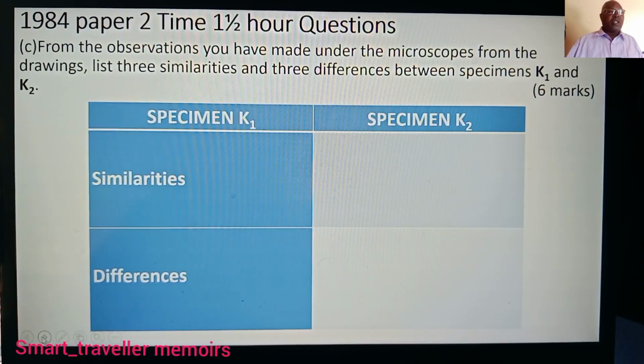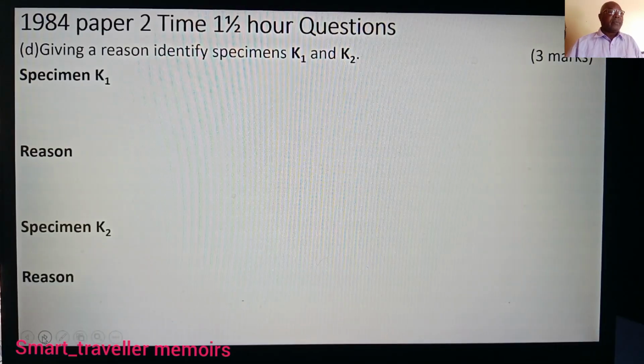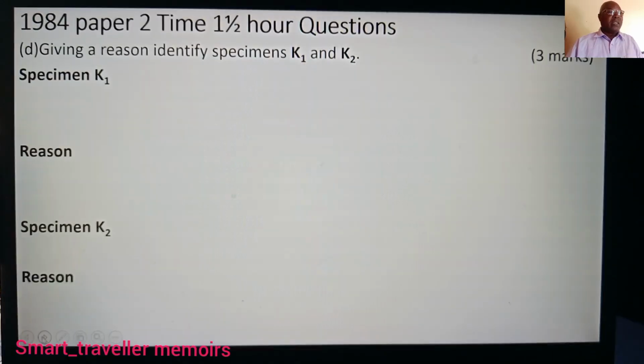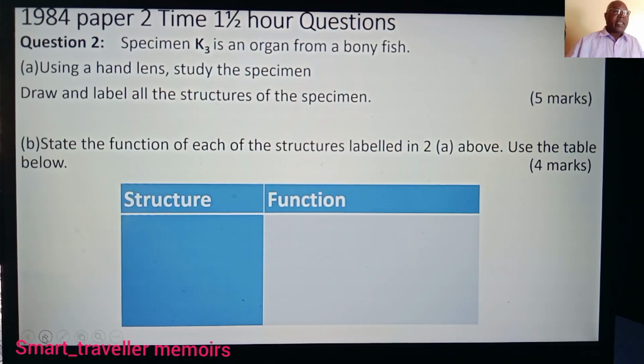The best thing is to make a table of comparison where you have specimen K1, specimen K2, and then you have similarities, and then you have differences. Part D, giving a reason, identify specimen K1 and K2. So, specimen K1, give a reason, and specimen K2, you give a reason after identifying.